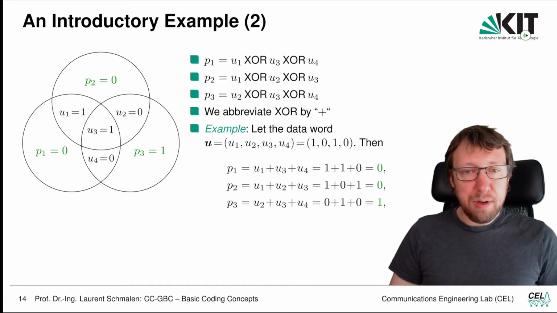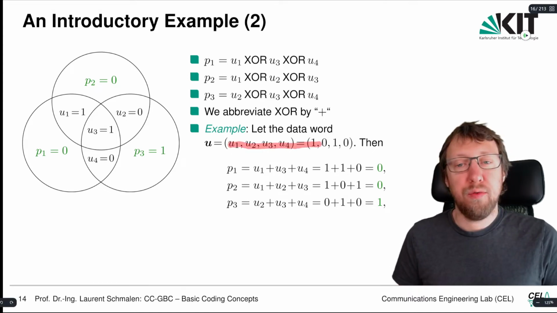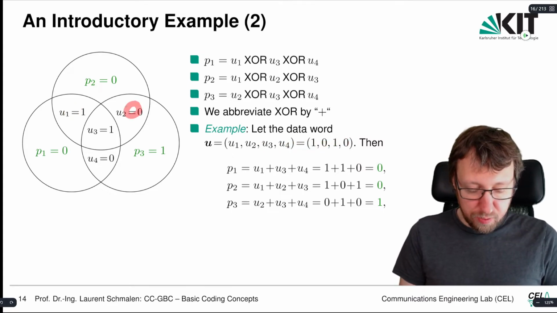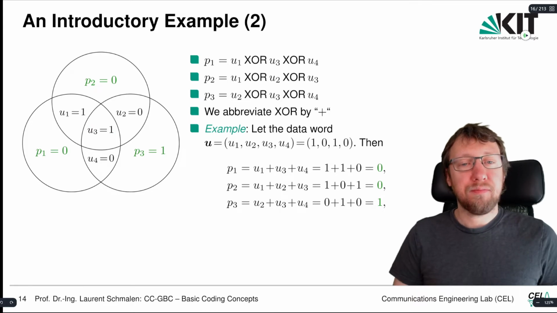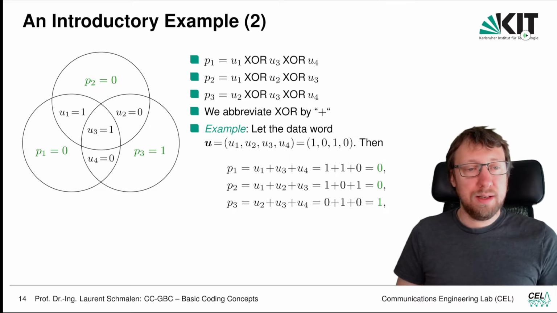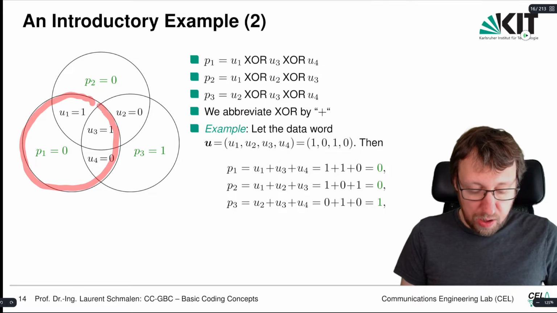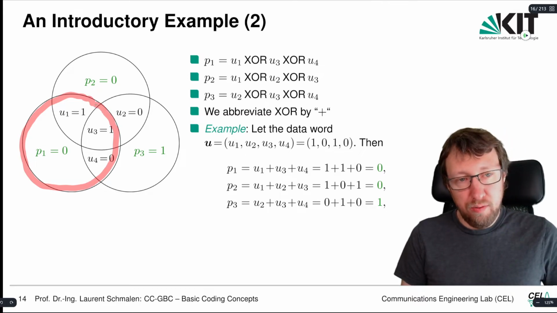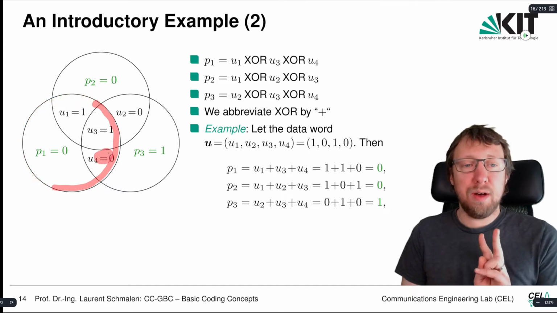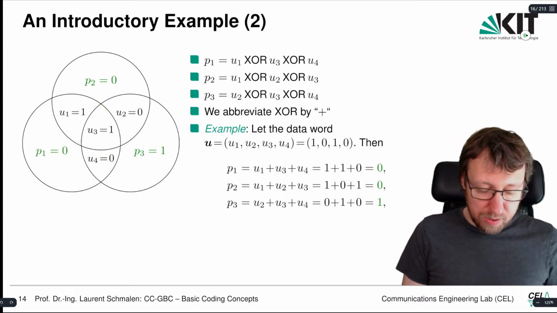So let's do an example. We have a data word U1, U2, U3, U4, which is 1, 0, 1, 0. So we write 1, 0, 1, 0 in these intersections. And then we select the P's such that the number of ones in each circle is even. So we have U1 equal to 1, U3 equal to 1, so we already have 2 ones. Then U4 is equal to 0, so we already have an even number of ones, and we select P1 to be equal to 1.